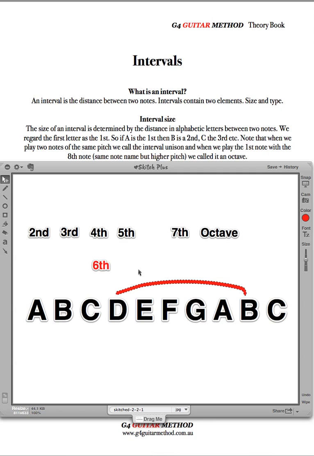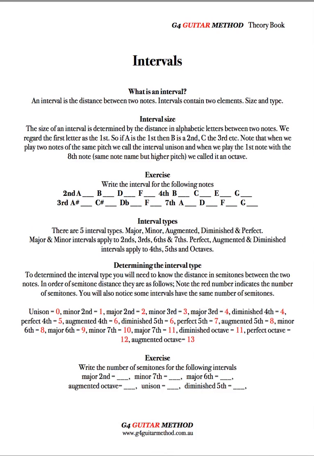Now this is just talking about the size of the interval. What we want to do now is have a look at the quality of the interval. Before I go on, there's an exercise here that you can do, where you write in each of the intervals. This comes from our PDF, and that will give you some practice in working out the intervals, and then just get your teacher to check that your answers are correct.